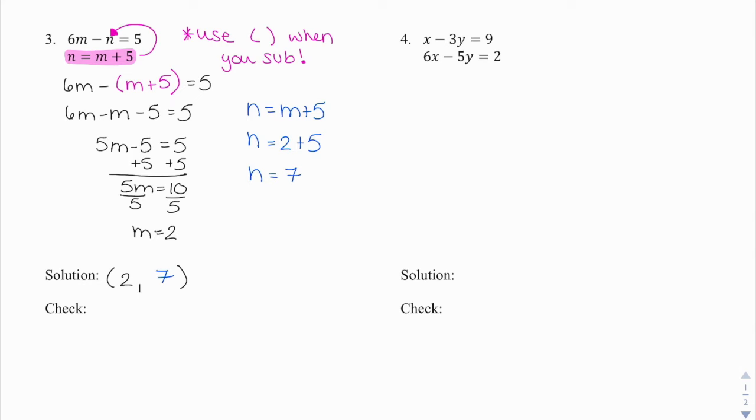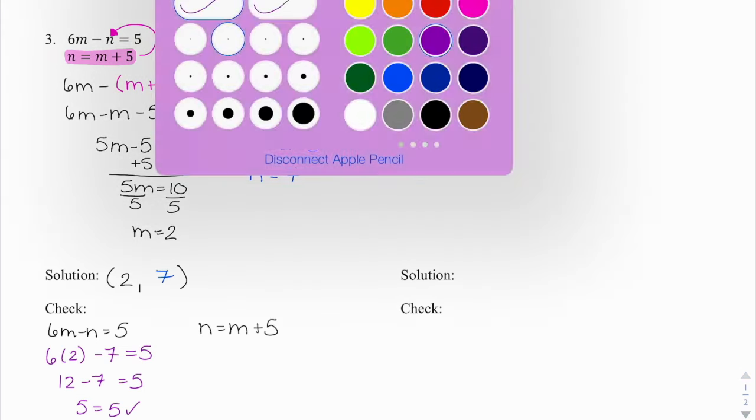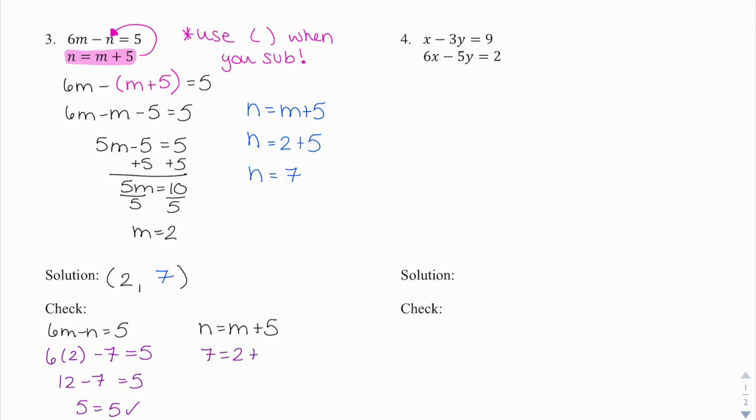To make sure that's correct, I have to check it in both of the original equations. So I'm going to use the 6m minus n equals 5. And if I do that, I have 6 times 2 minus 7 should equal 5. So I get 5 equals 5. That one's good. And then the second one I'm going to check is in n equals m plus 5. So I'm going to sub in 7 equals 2 plus 5. 7 equals 7. So I know my solution is correct.